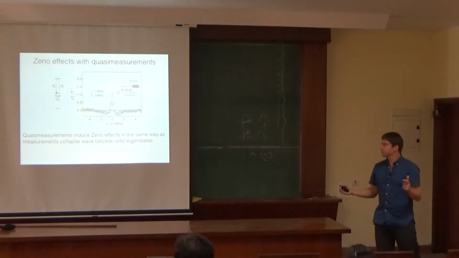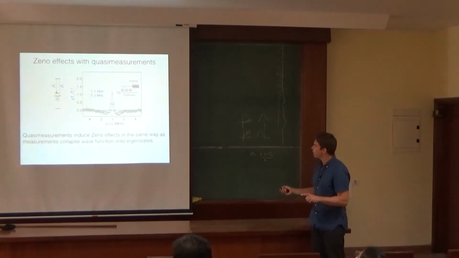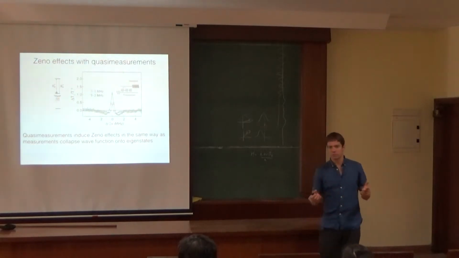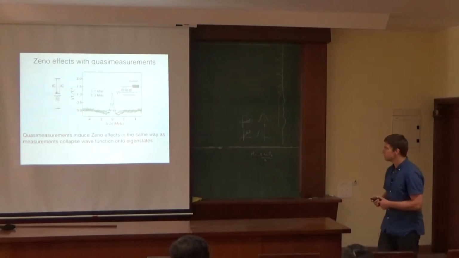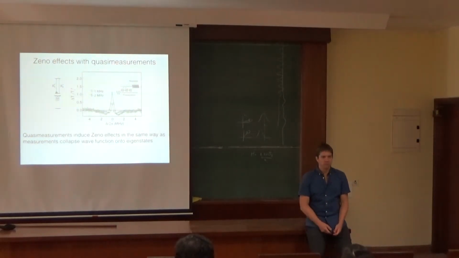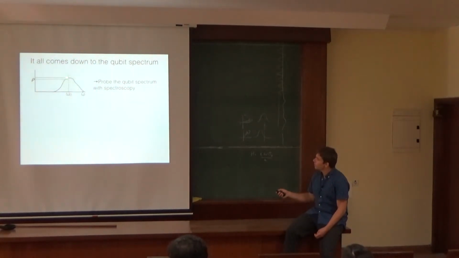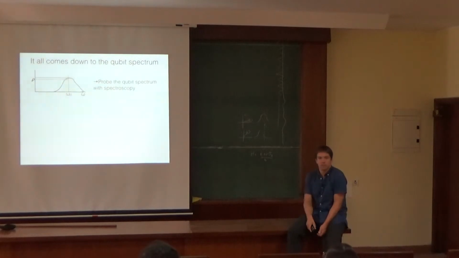Okay, so let's see if these Zeno effects occur when you do disturbance without any information. So pi pulse, measure. These are quasi-measurements. Then do readout for a T1 measurement. And we see, just as before, the Zeno effect and the anti-Zeno effect, just as we did with these projective Z measurements. So the conclusion is that these quasi-measurements induce Zeno effects the same way as the measurements that collapse the wave function. It all comes down to the qubit spectrum, that is, whether we're seeing more density of states or less density of states, or more thermal photons or fewer thermal photons.